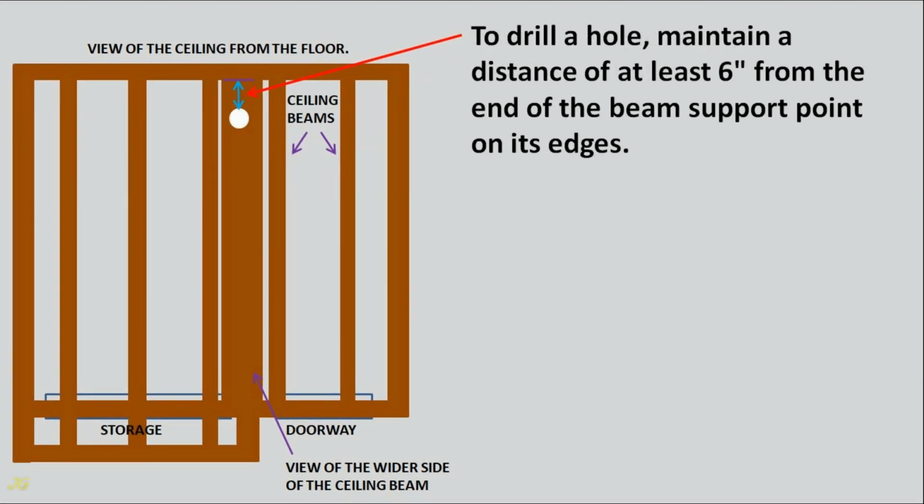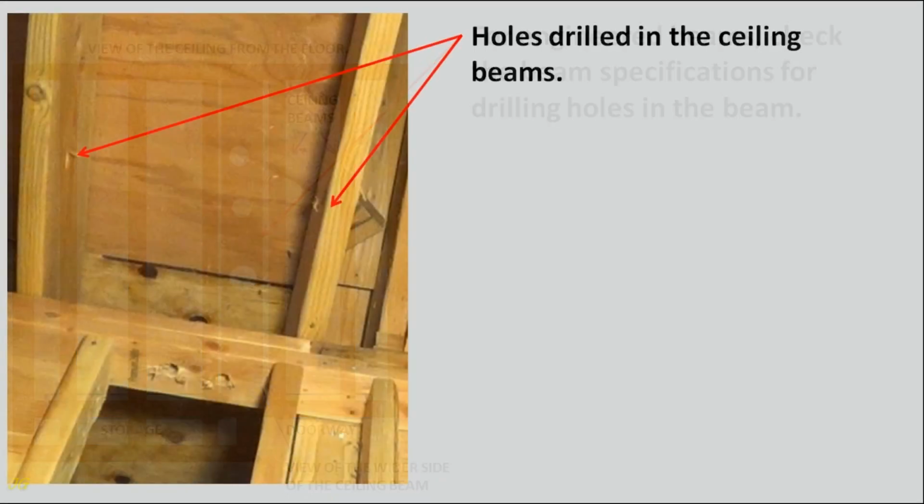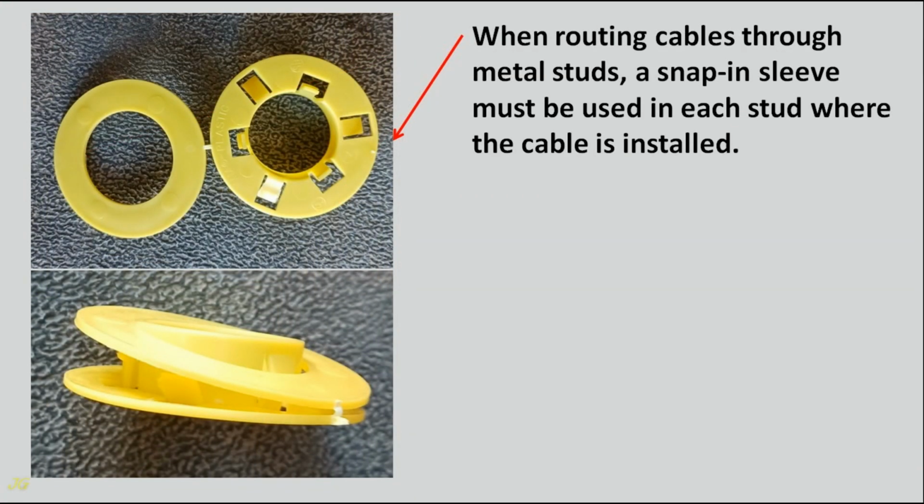To drill a hole, maintain a distance of at least 6 inches from the end of the beam support point on its edges. For engineered beams, check the beam specifications for drilling holes in the beam. Holes drilled in the ceiling beams. When routing cables through metal studs, a snap-in sleeve must be used in each stud where the cable is installed.